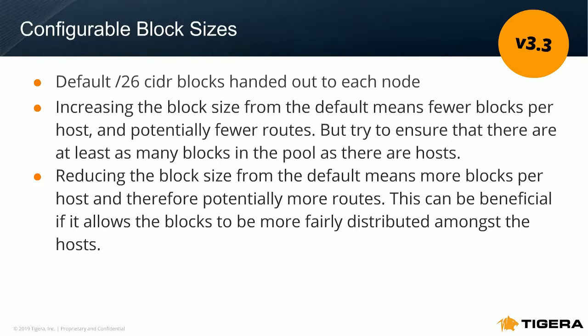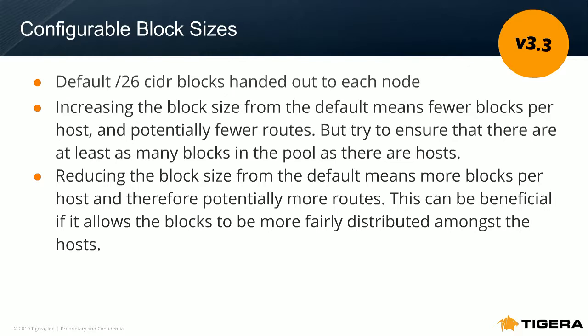Another feature which we alluded to earlier is configuring the block sizes. Again, the default is a /26. That gets you a certain number of IPs to assign to pods on a host. But you can actually increase or decrease that. If you increase the block size, there are going to be fewer blocks available per host and potentially fewer routes. But you would want to make sure that you have at least as many blocks as there are hosts. You would want to avoid the situation where you've exhausted blocks and Calico now has to borrow single IPs from other hosts in order to fulfill the pod allocations.